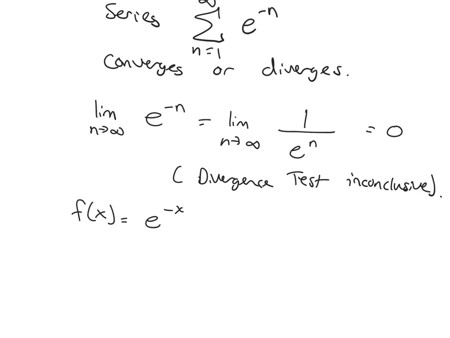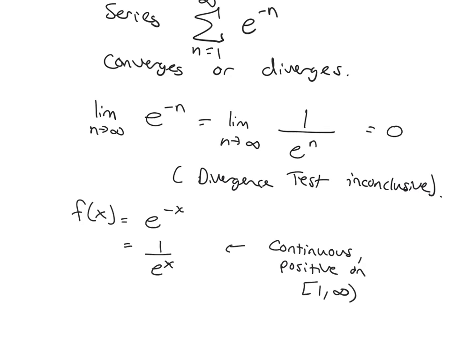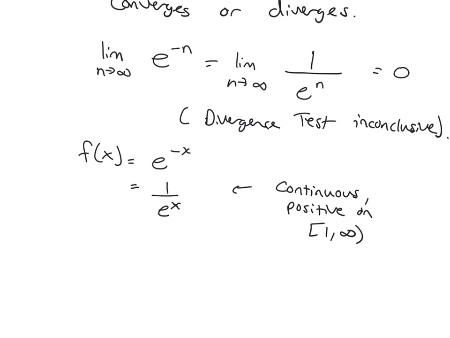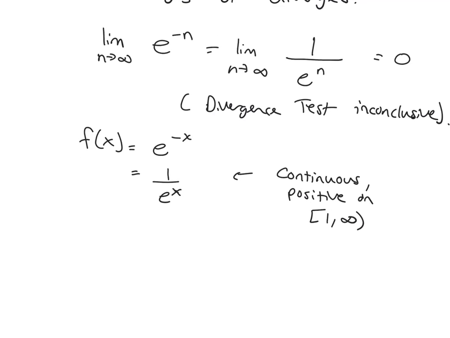Okay, turn it into a function. This is 1 over e to the x if you need to think about it like that. This is definitely continuous. The denominator is never 0, and it's also positive on your interval 1 to infinity. It's actually continuous and positive everywhere, from negative infinity to infinity.